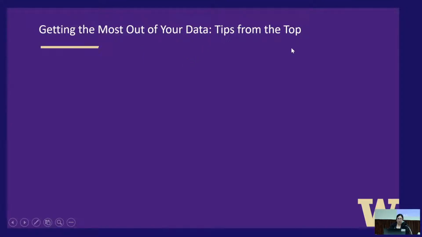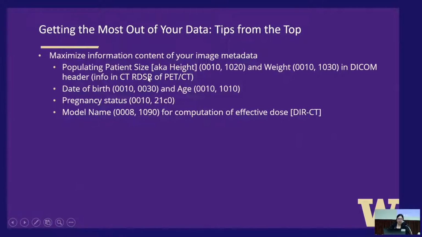Now, some tips from the dose index registry, or from ACR, on how you can get the most out of your data. They are advising us to maximize the information content of your image metadata. So if you can populate your patient information with patient size, like height and weight, in the DICOM header, and also the info in the CT DICOM structured dose report of a PET-CT scanner, then all of those can be tracked using the registry. Now, I know that we don't put patient information in our DICOM header automatically. I don't know if you do that, Sam, but it's something they are advising.